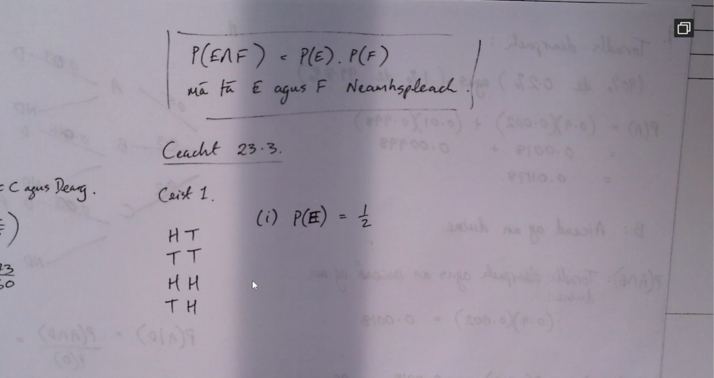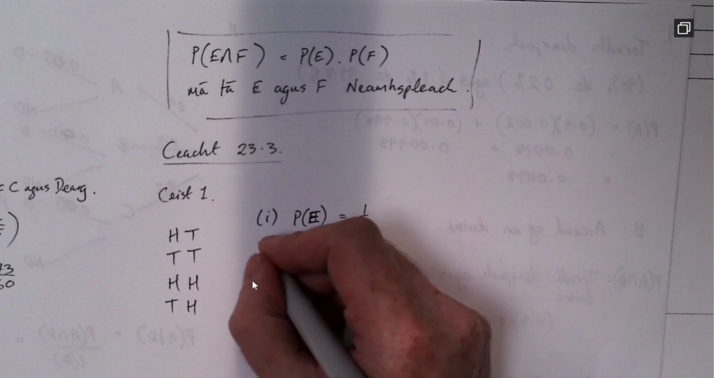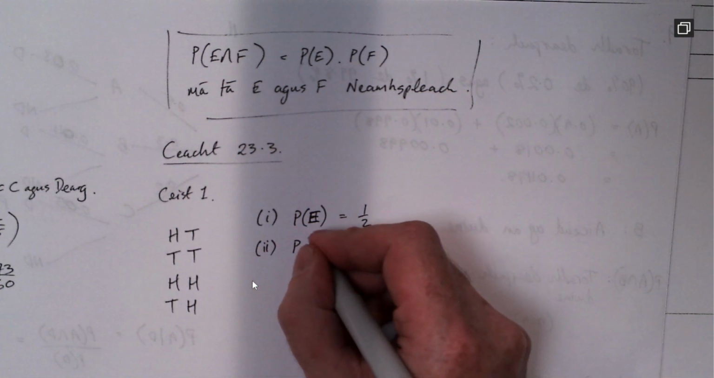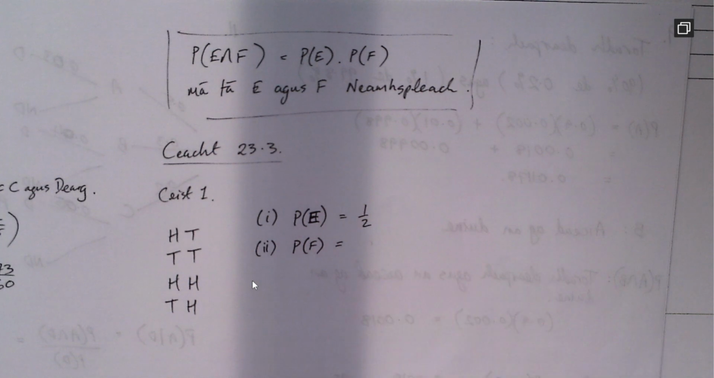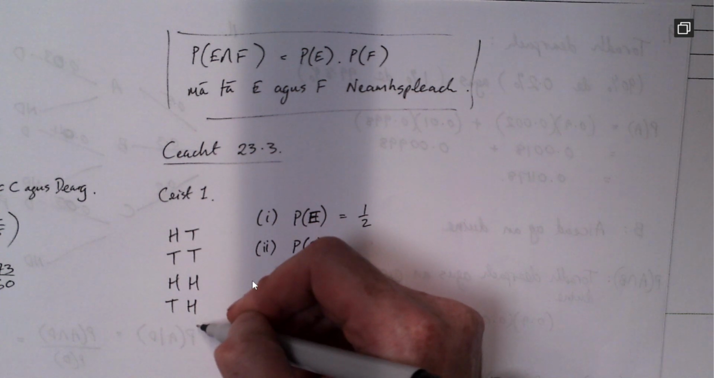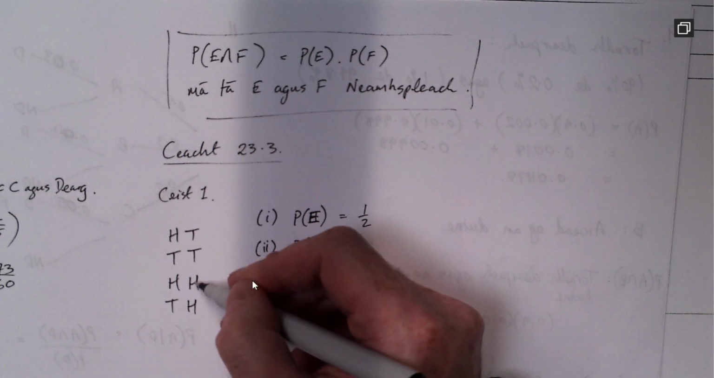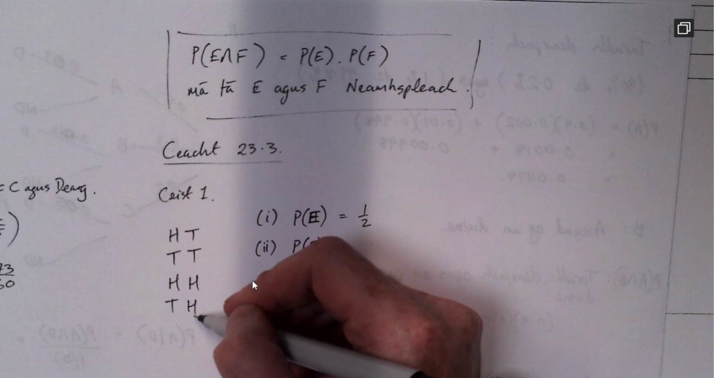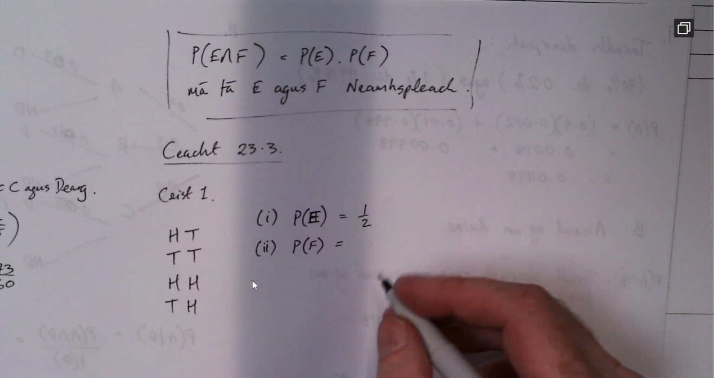If F is the event of getting a head on the second coin, find the probability of F. So the probability of F is equal to getting a head on the second toss. Looking at the outcomes again, getting a head on the second is 2 out of 4, which is also half.